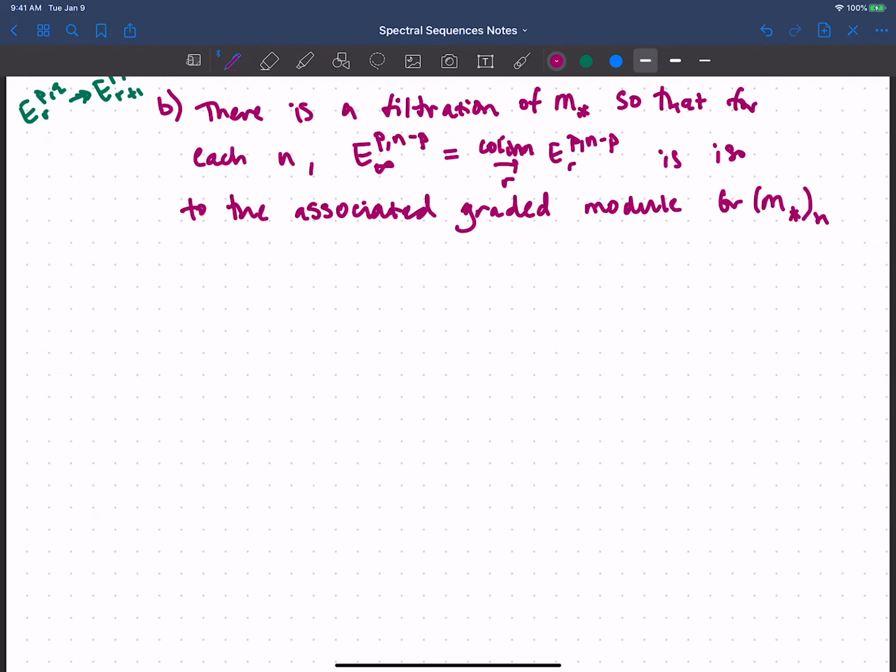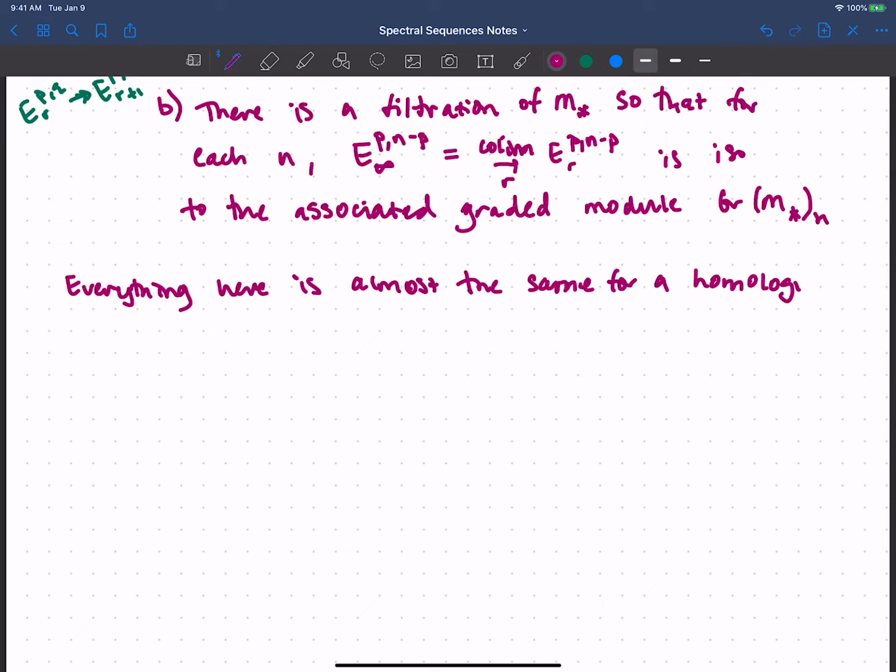I'll leave that one there for a moment. So I started with a cohomological spectral sequence, and I like to think about cohomology because we have this nice ring structure there. So I'll tend to use that, but we could also have done all of this for the homological setting. Part of what's confusing about that is that the degrees look different. So let me say everything here is almost the same for a homological spectral sequence.